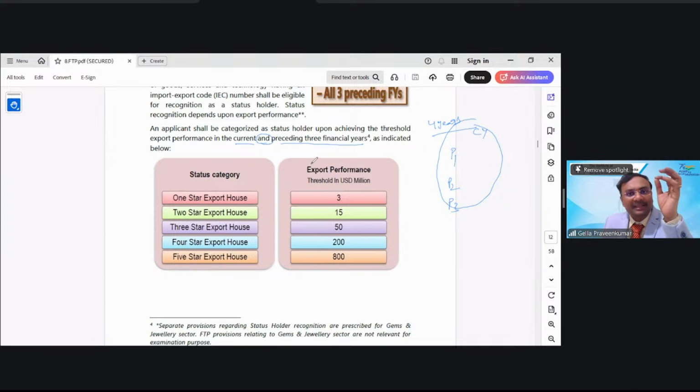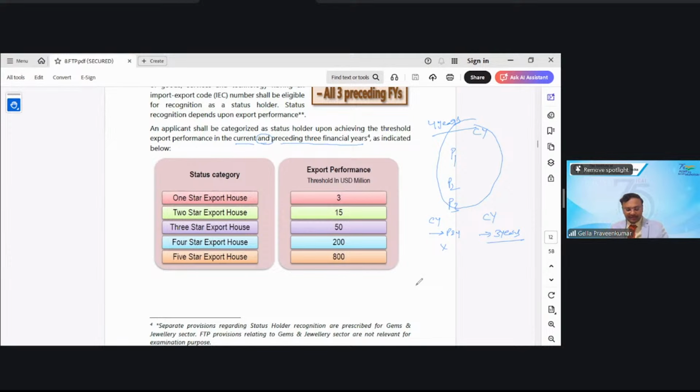So if in an examination question you have so many million USD for the current year and the previous 2 years, the answer would be that it is not enough for 2 years. I should have the current year; this is wrong otherwise. My performance should be there for the current year and the preceding 3 years. I should maintain the track record. Then I would be awarded this star status category.